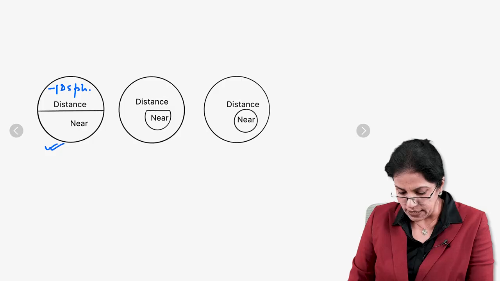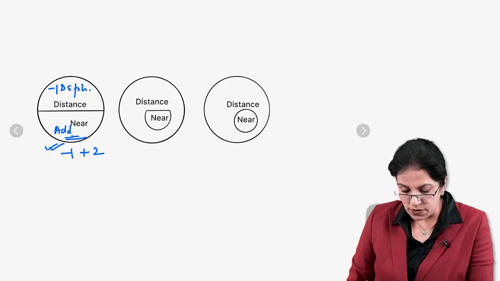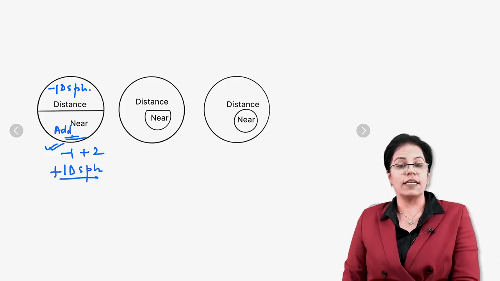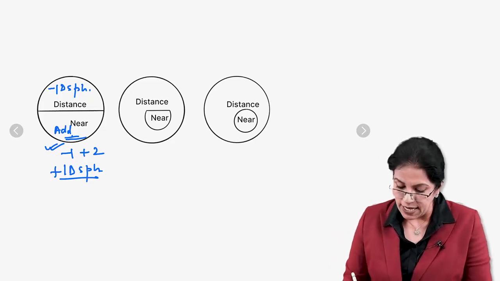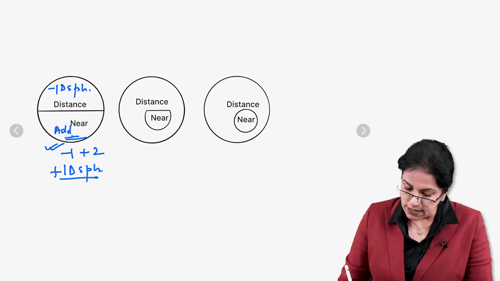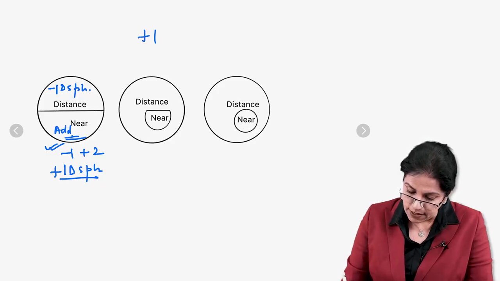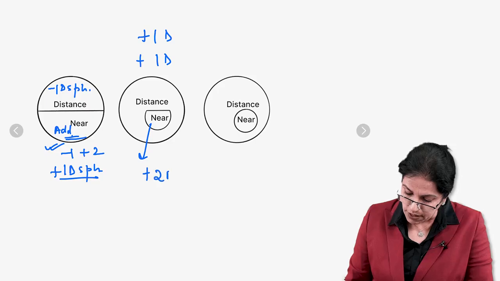We add. The near has to be added to this. So when you add the near, it means -1 plus 2. This will become +1 diopter spherical for the near. So the near is always added to the far value. Suppose the distance is +1 and I am also giving +1 for the near add. So in the near, the total would be +2 diopter spherical.